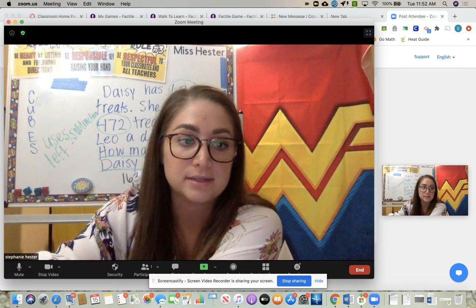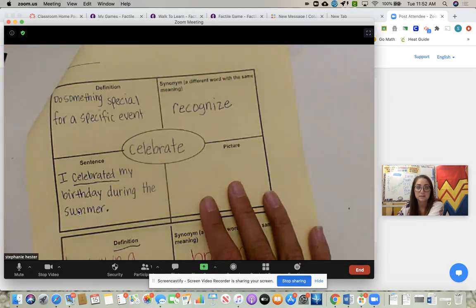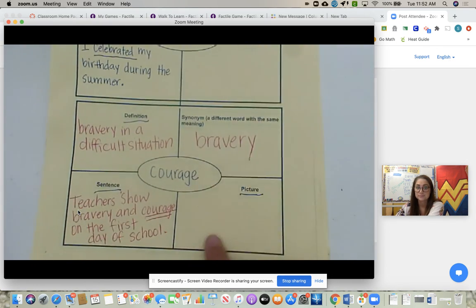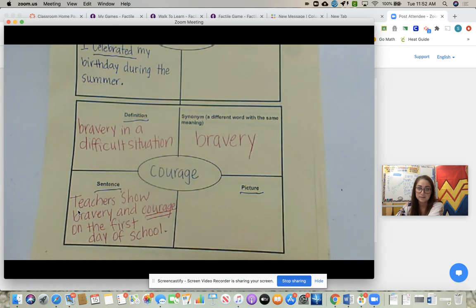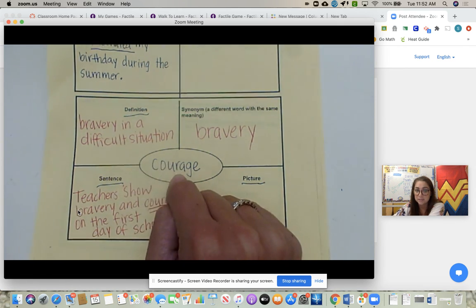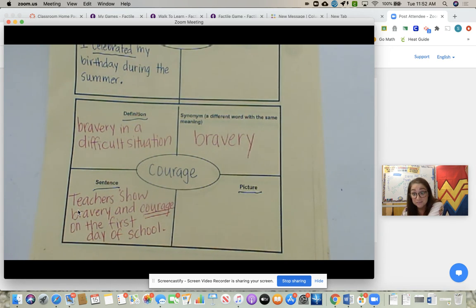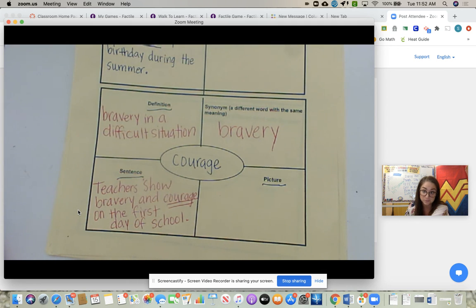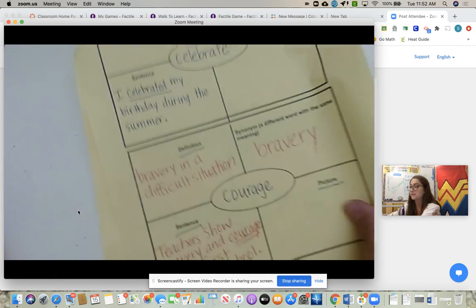So yesterday, we finished recognize. You should have your picture drawn. Courage, you just have to pause. You should have already done this. And we talked about bravery. Usually in your definition, there may be a synonym to help you. So bravery is a synonym for courage. When you have courage, you are being brave and going through a difficult situation. So someone said, teachers show bravery and courage on the first day of school. Oh, it's scary. And I think kids do too, because it's really scary now with Walk to Learn. So you showed bravery and courage by showing up on the first day of school.